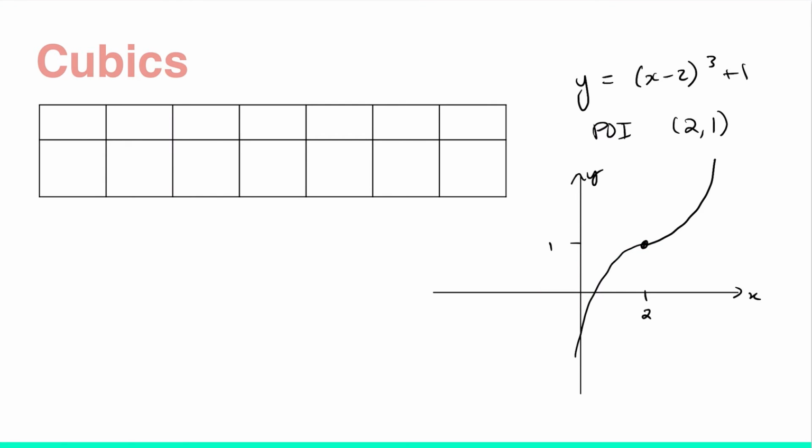To find the intercept, it's very easy. It's very similar to everything you've done before. So to find the y-intercept, we make x equals 0. So that'll be 0 minus 2 cubed plus 1. Negative 2 cubed is going to be -8, plus 1 will be -7.